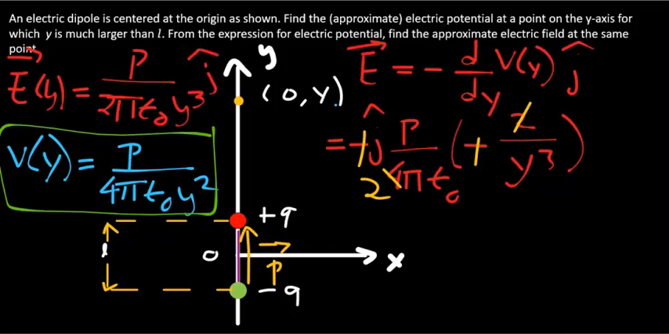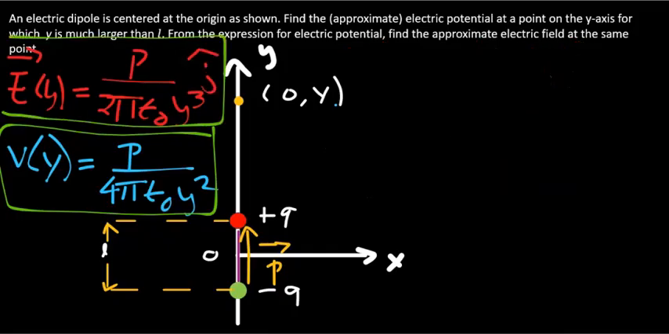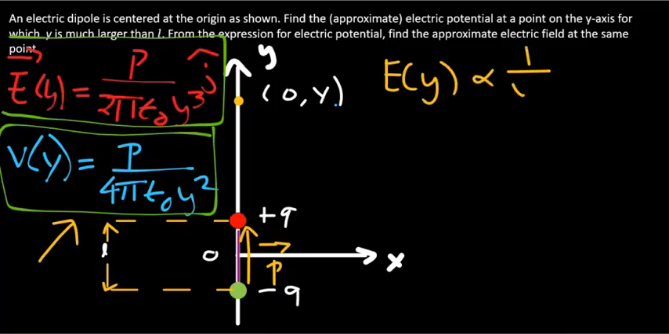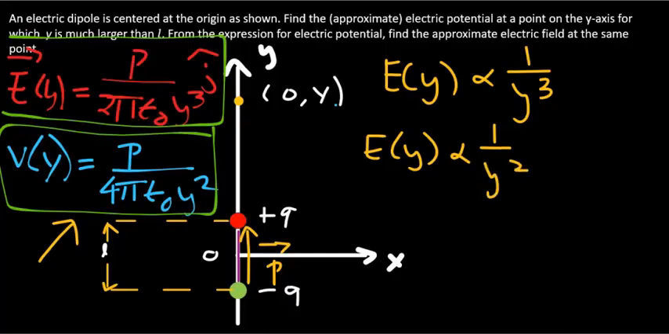Direction is j hat. So as we have pointed out earlier for the electric potential, here you can see the electric field at some point y is proportional to 1 over y cubed instead of the usual 1 over y squared for regular point charge.